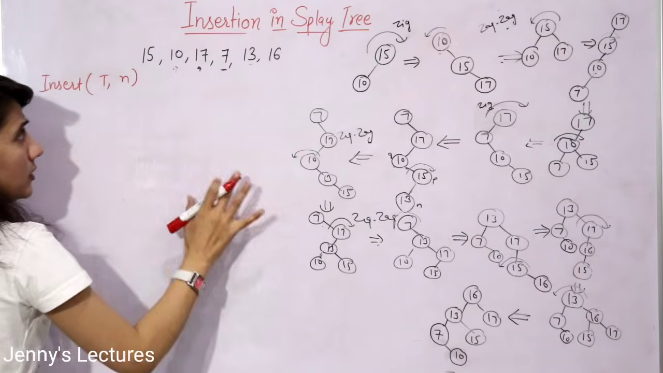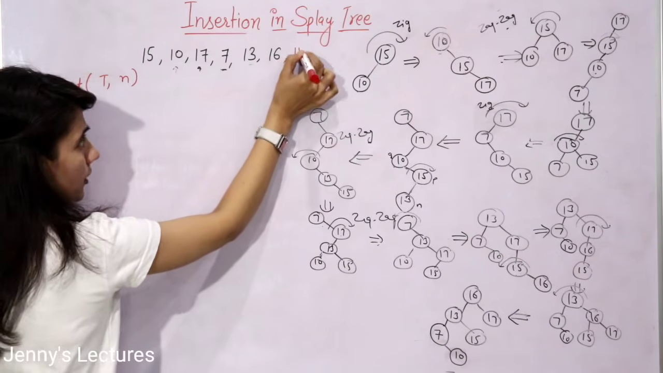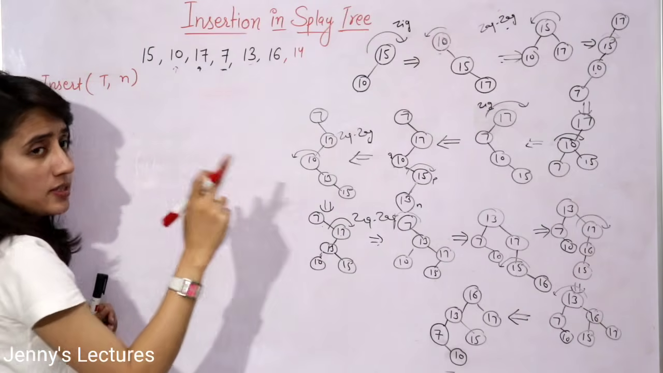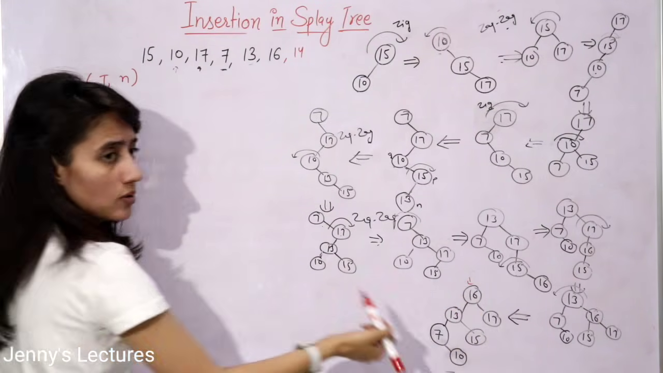Here, suppose now I want to insert 14 after the 16. So same as the BST insertion process, we are going to follow it. First of all, we will compare with this root.